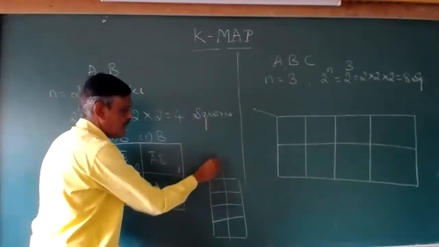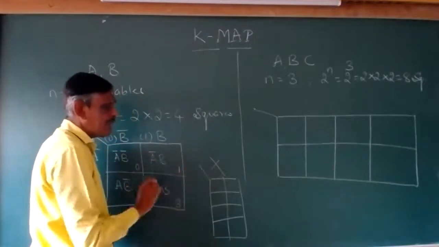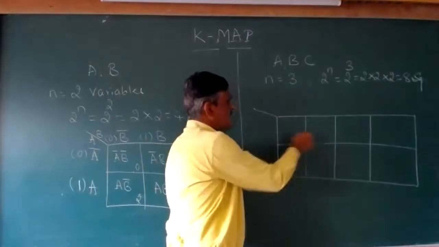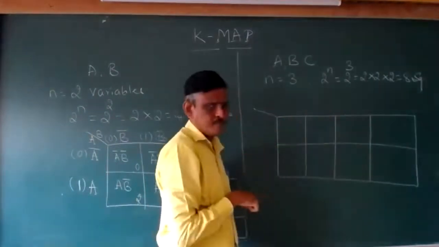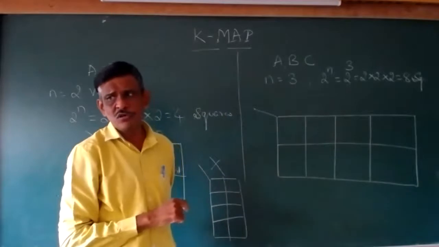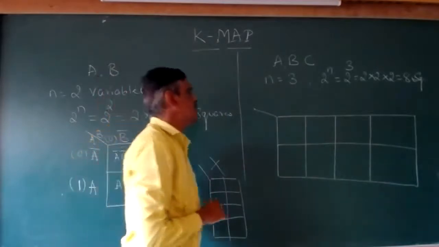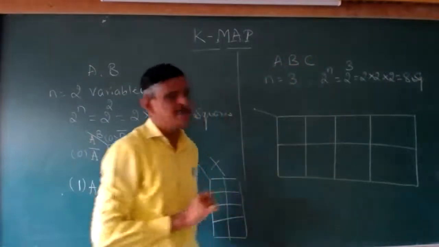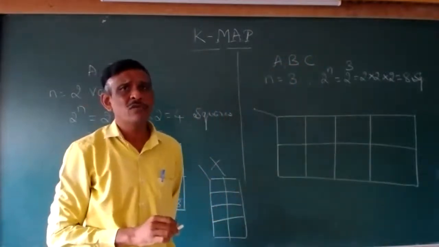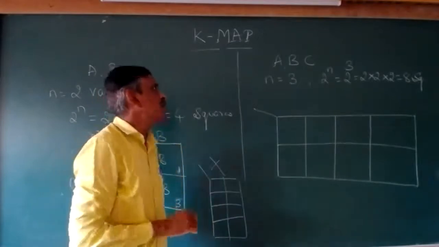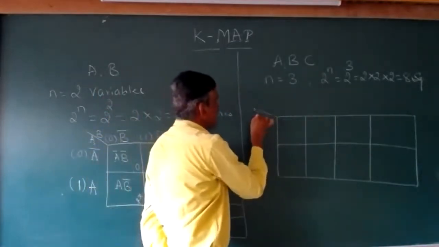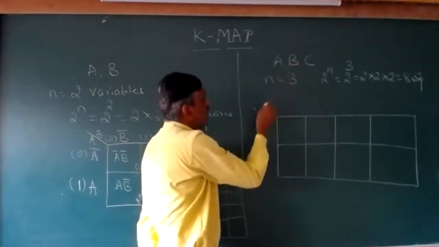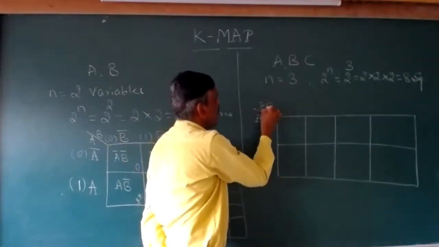This is the wrong method. If you follow this, this is not a K-map. So 2 rows and 4 columns. So in this, the variables are 3, A, B, C. Then how to represent rows and columns? The first variable, you can take it for representing rows, and remaining 2, you can use it for representing columns.